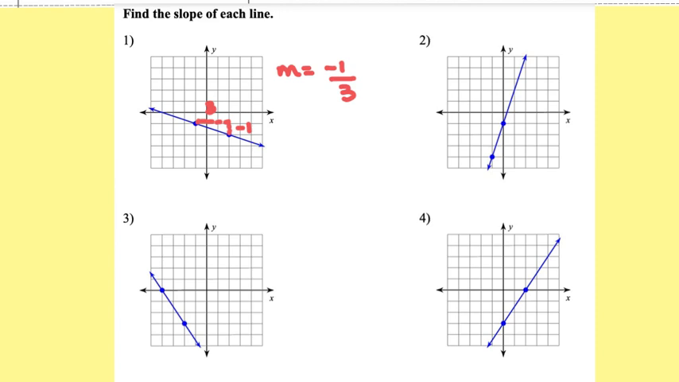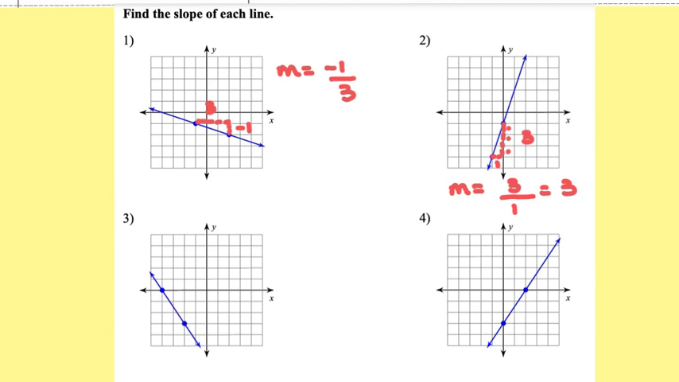If we look at number 2, we've marked our 2 points. Let's draw in a right-angled triangle. And the rise in this case is 1, 2, 3. The run is 1. So in this case, the gradient m is equal to rise 3 over run 1, which is equal to 3.